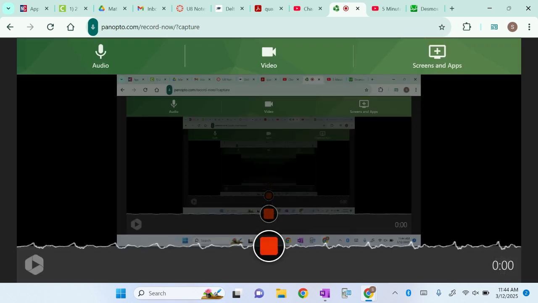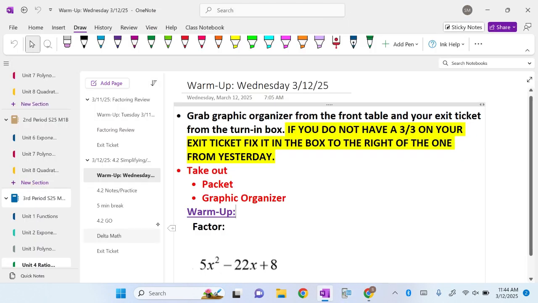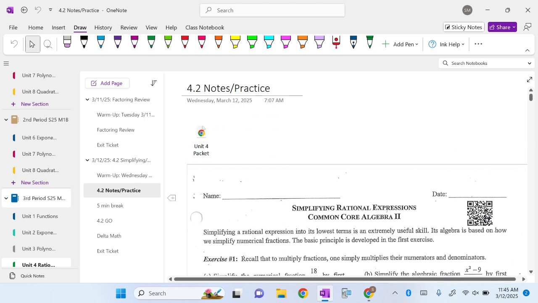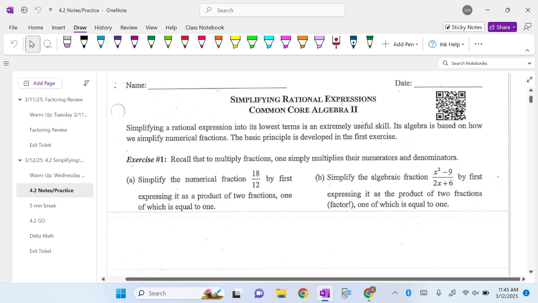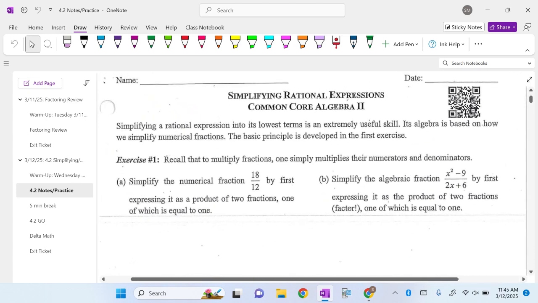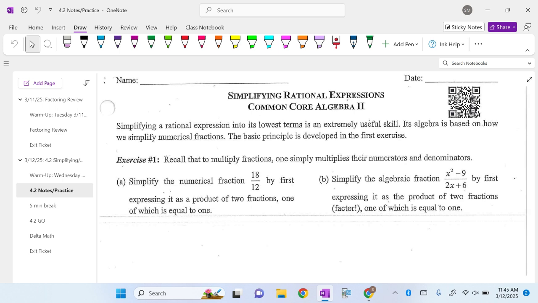A function that looks like a fraction and it has an x in both the numerator and the denominator of a fraction. All right. So if we're looking at page 1 of our packet, we're just going to start easy with looking at how to simplify rational expressions.